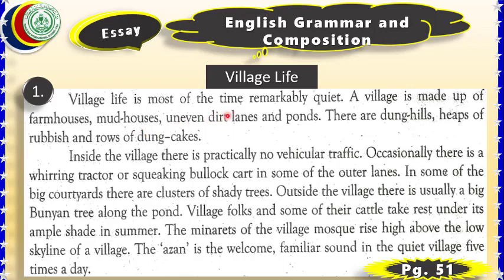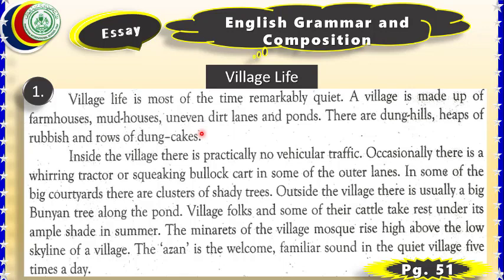Village life is most of the time remarkably quiet. A village is made up of farmhouses, mud houses, uneven dirt lanes and ponds. There are dung hills, heaps of rubbish and rows of dung cakes. Dung cakes, dear students, dung hills, dung cakes, that is made by animal waste and they are used to burn, to cook food.